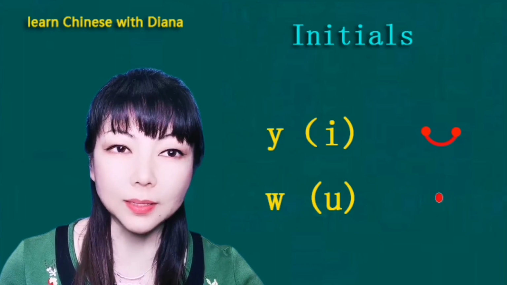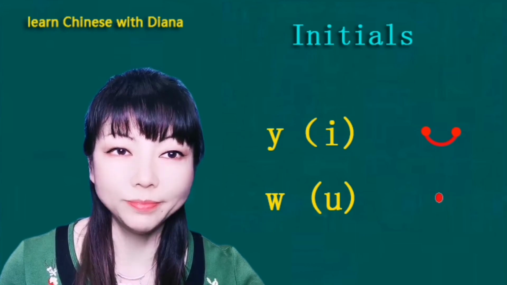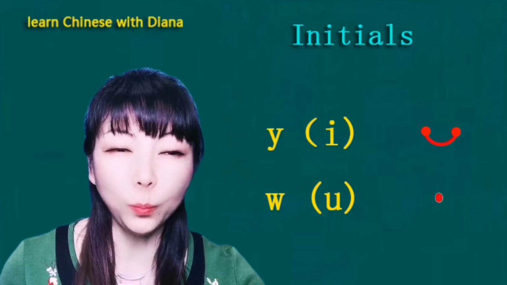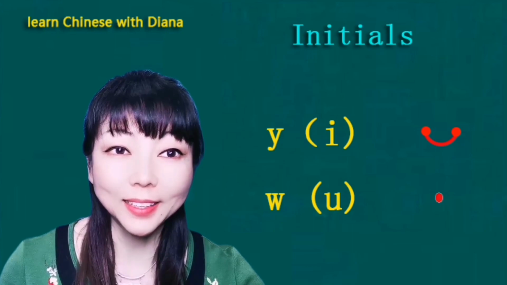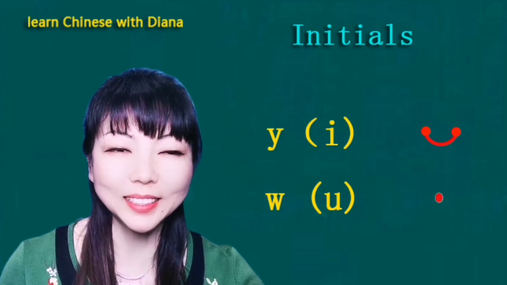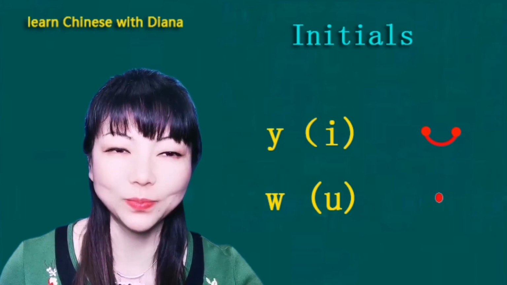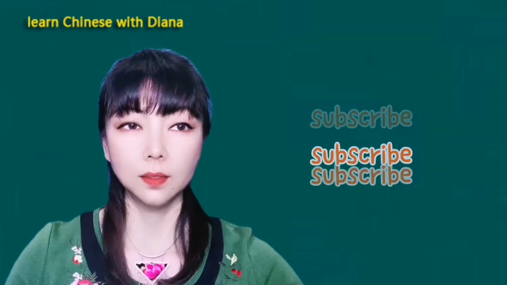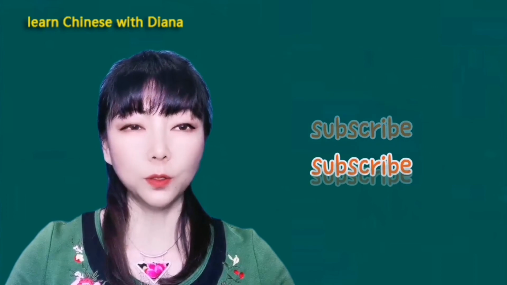W is the same pronunciation as U in Chinese Pinyin. So it's U. U. The shape of your mouth is like a kiss. U. Got it? Yes. Good job. 你很棒哦。So that's all for this lesson.